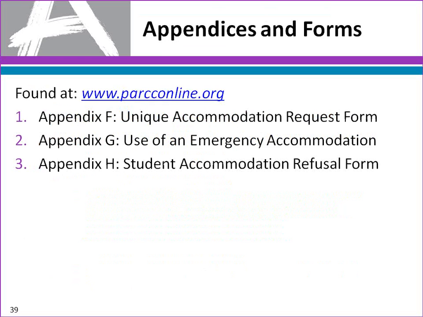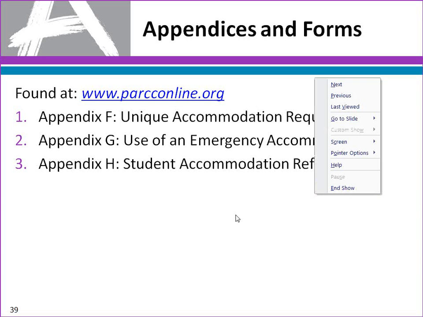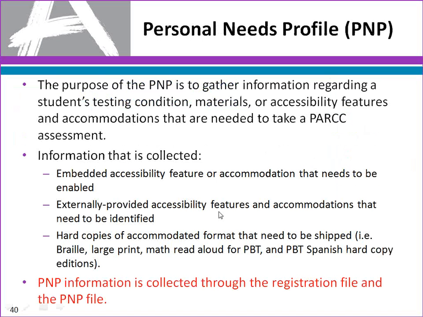So there are several appendices. There's actually way more than this that PARCC has for accommodations. So these are the three forms. You have accommodation requests, emergency, those sorts of things. There are appendices at PARCC Online for scribing, for read aloud, for those sorts of things that you really, really need to look at to make sure that you administer these accommodations correctly. It gives you all of that, all the information you can possibly want. We know that it's a lot of information, but if you have any questions as you read through all of those appendices, please let us know.